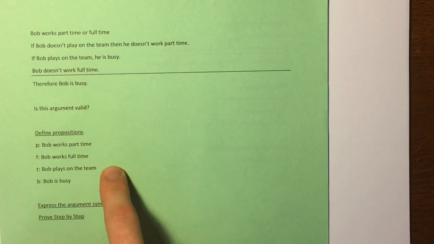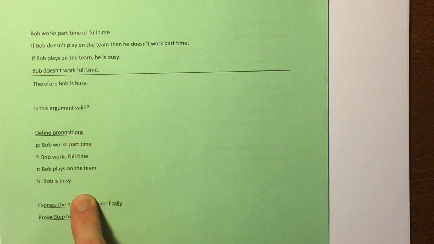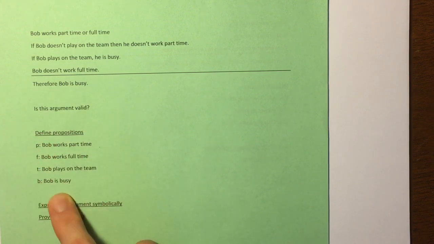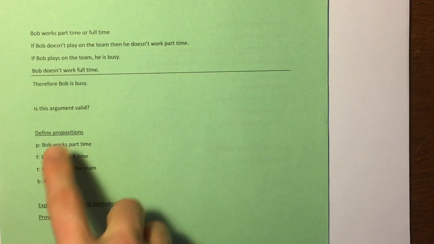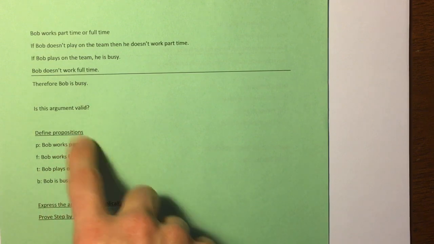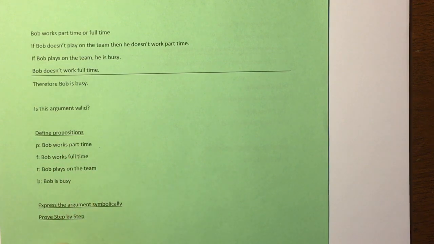Now, in order to do this, I'm going to use these individual propositions. These are our little individual propositional variables. These are the individual things that can be true or false in this argument. And then we're going to express it symbolically and prove it step by step.